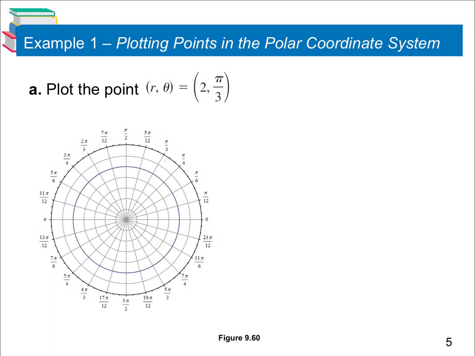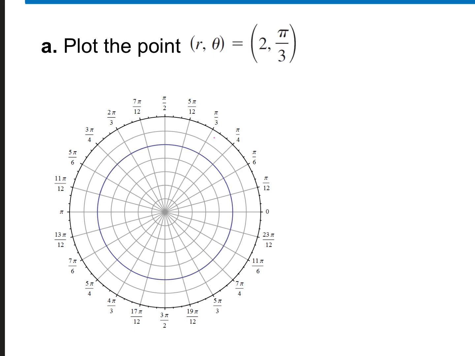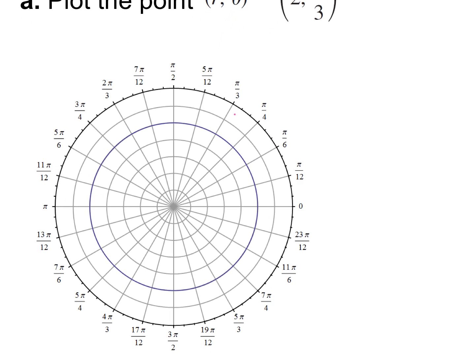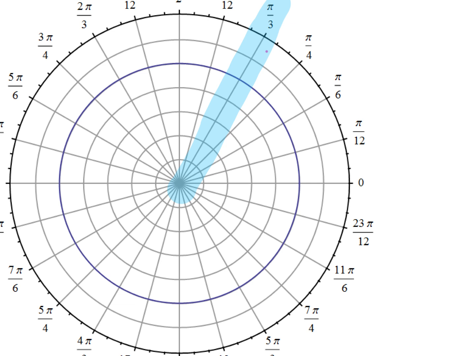All right, so example 1a. We have to plot the point 2, comma, pi over 3. So what we're going to do is go to pi over 3 on our unit circle looking thing here. So we have pi over 3 there. And then for 2, we're going to go 2 spaces away from the pole. So if our pole is here, 2 spaces, so 2 rings in our circle. This would be 1, this would be 2. So our point would be here.